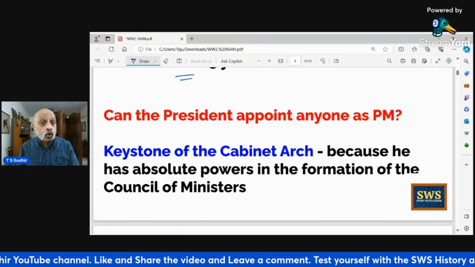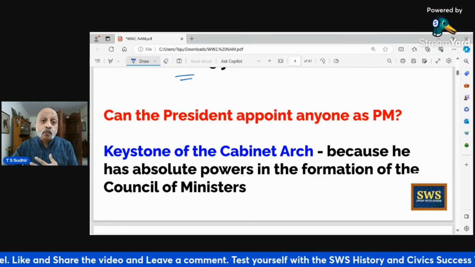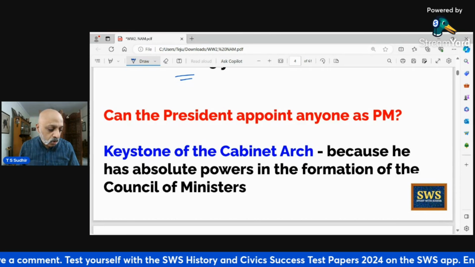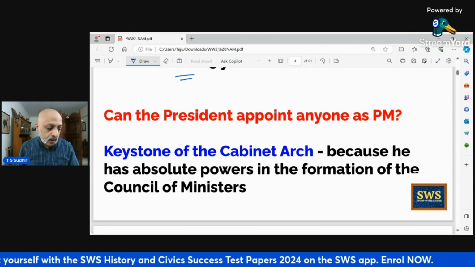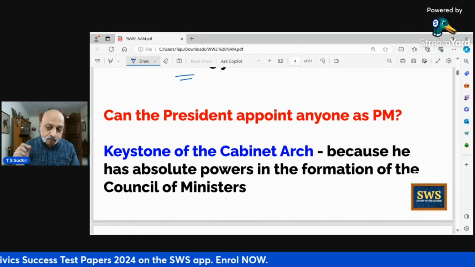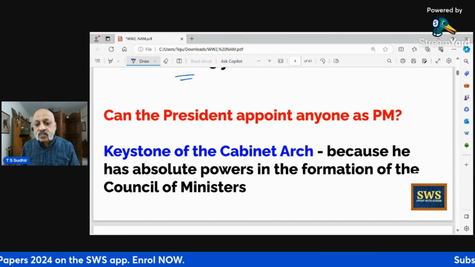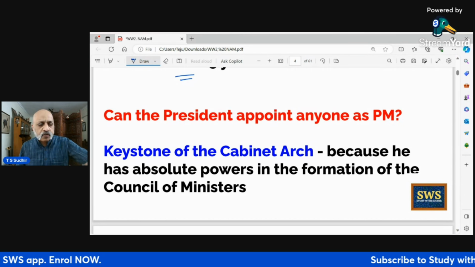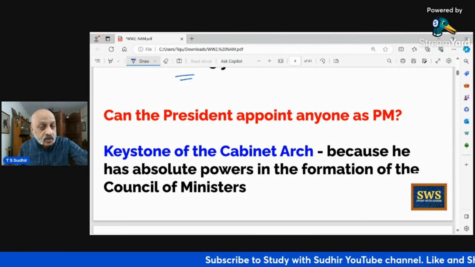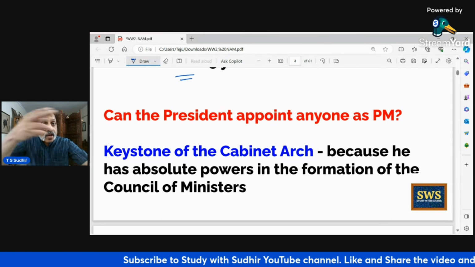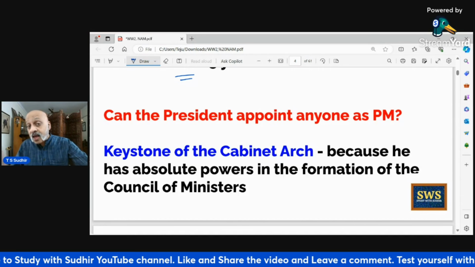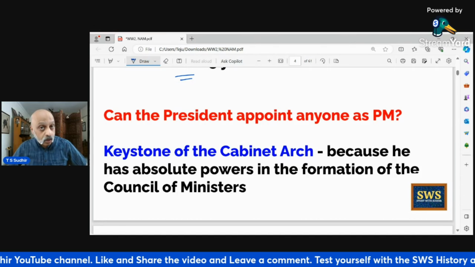Well, I just now told you what is the procedure for the election of the prime minister. It's also known as the keystone of the cabinet arch, because the prime minister has absolute powers in the formation of the Council of Ministers. Very recently, May 2023, Kiran Rijiju, who was the law minister in the Narendra Modi cabinet, his portfolio was shifted to the Ministry of Earth Sciences, and Arjun Meghwal was appointed as the law minister.